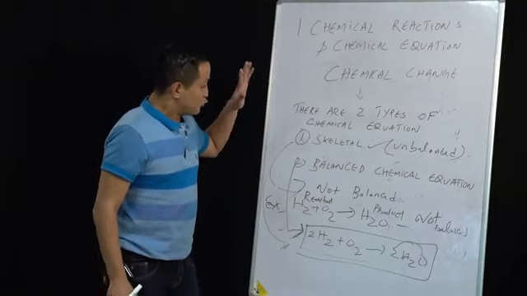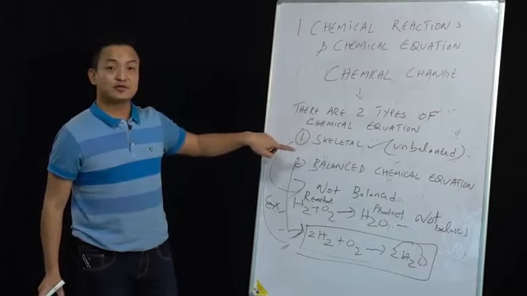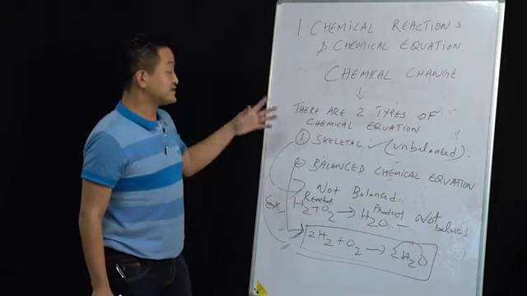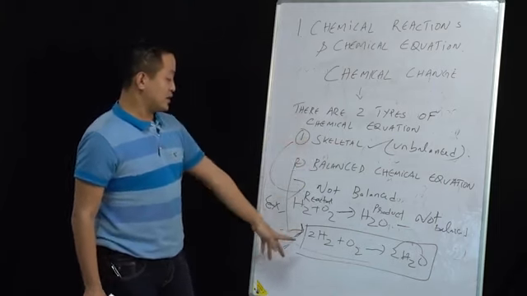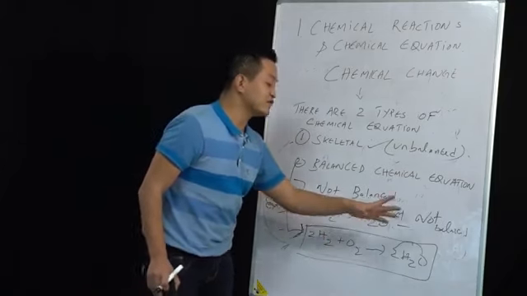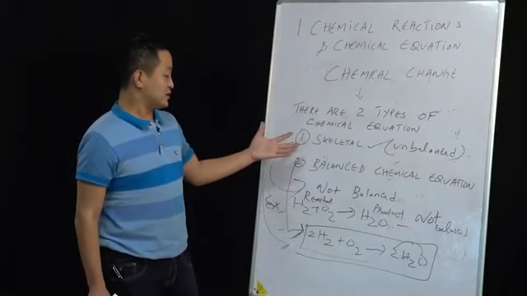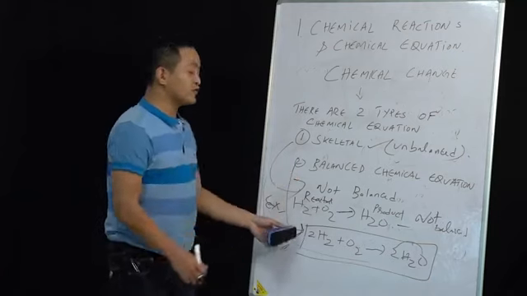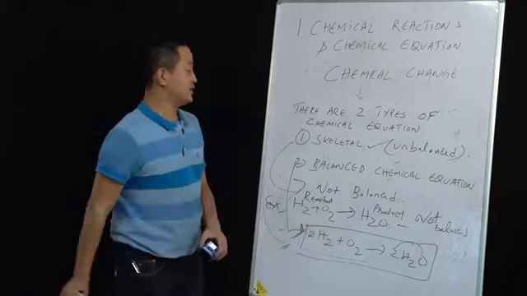So which out of these is important? Skeletal or balanced, which one will you prefer? The answer would be the balanced chemical equation, because here it says that we need this much hydrogen and this much oxygen to give this much water. But here it just says that hydrogen reacts with oxygen to give water. So this gives you an accurate amount. So this is more important.